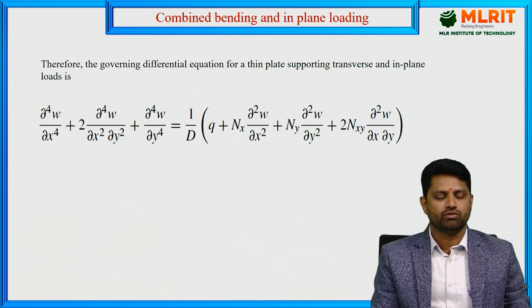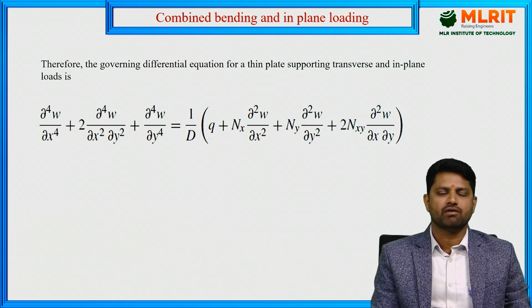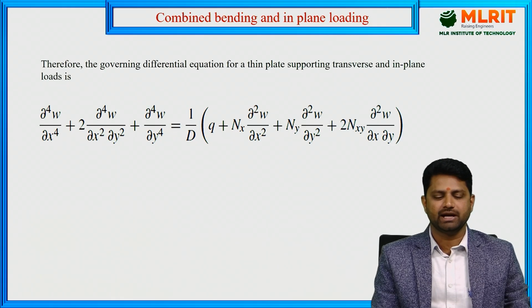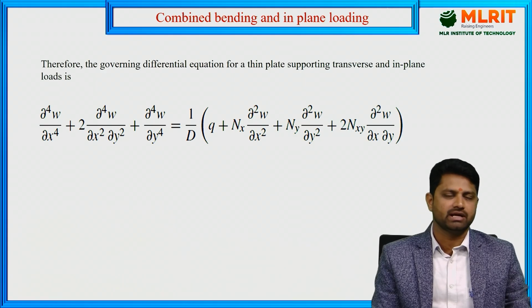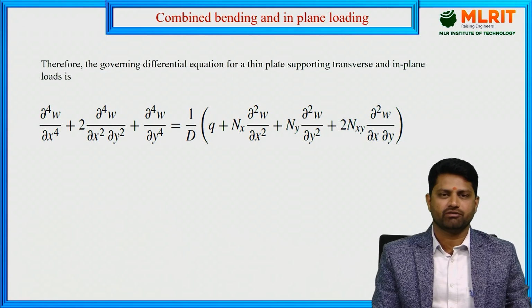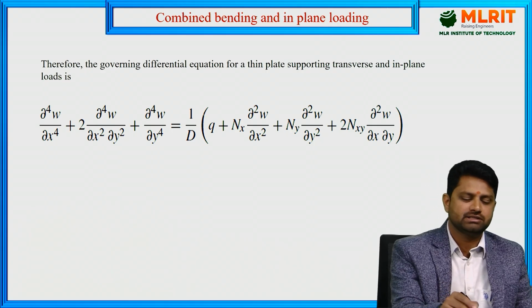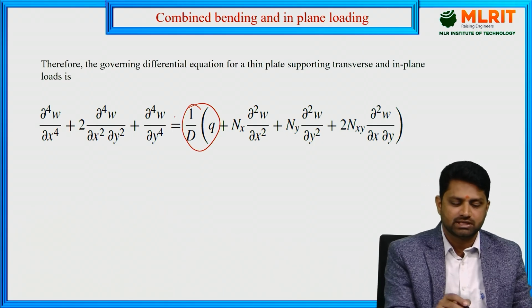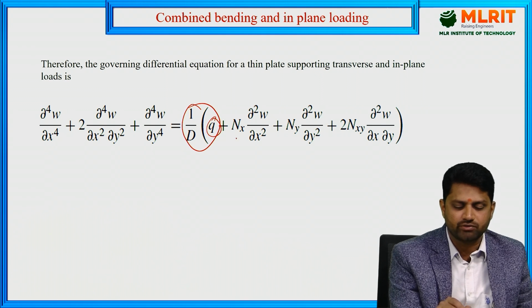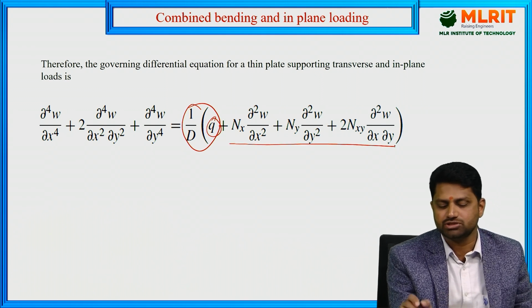Okay, so when you add this, the governing differential equation for a thin plate which is supported by transverse loads and in-plane loads is given by ∂⁴w by ∂x⁴ plus 2 into ∂⁴w by ∂x²∂y² plus ∂⁴w by ∂y⁴ equals 1 by D. Earlier we had just q by D. Now, since this q is a transverse load, you have to add the in-plane load contribution to the q only.